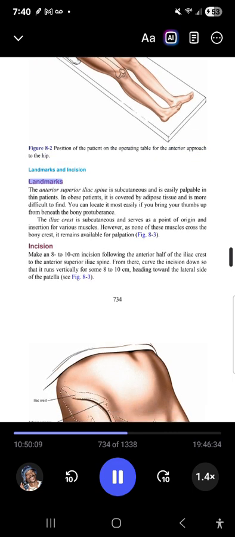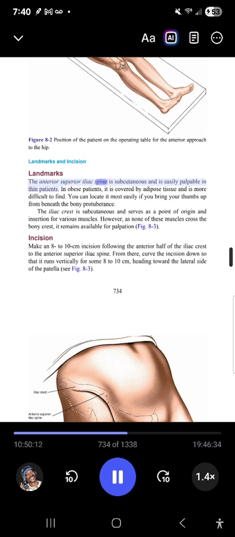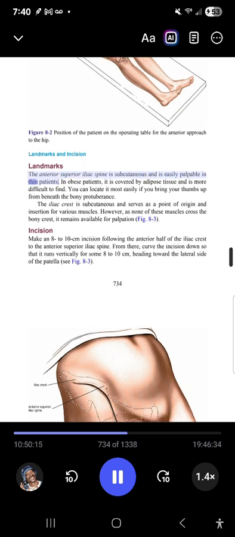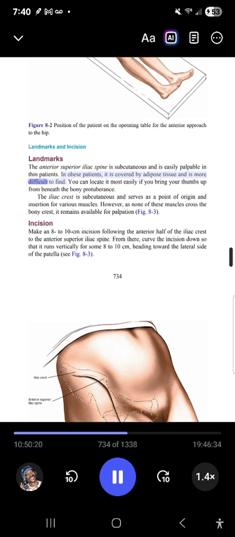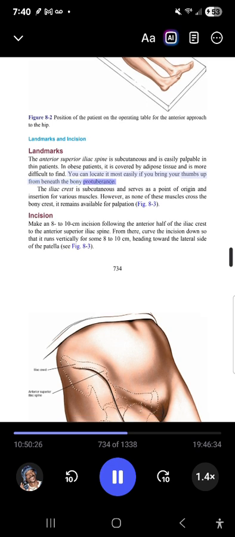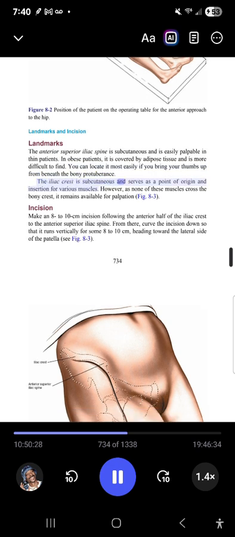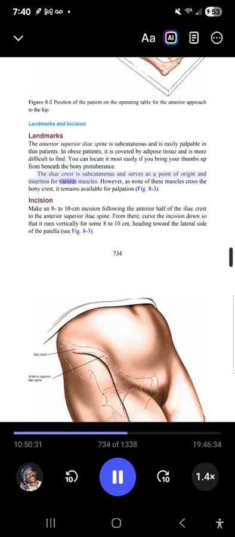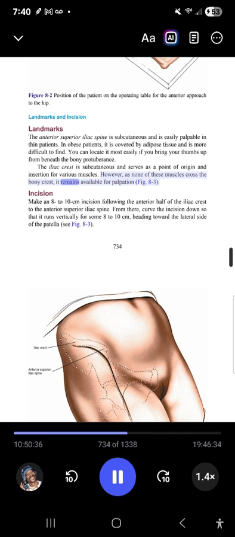Landmarks and incision. Landmarks. The anterior superior iliac spine is subcutaneous and is easily palpable in thin patients. In obese patients, it is covered by adipose tissue and is more difficult to find. You can locate it most easily if you bring your thumbs up from beneath the bony protuberance. The iliac crest is subcutaneous and serves as a point of origin and insertion for various muscles. However, as none of these muscles cross the bony crest, it remains available for palpation.